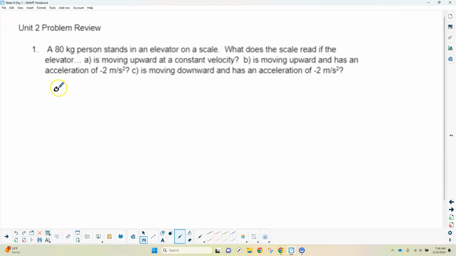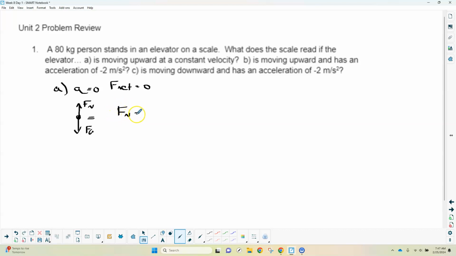When the elevator is moving at a constant velocity, that means that the acceleration is 0 and the net force is 0. So if the net force is 0, that means that it's balanced. And when it's balanced, the normal force should equal the gravity force. So if I was drawing the free body diagram, the gravity force going down should be balanced by the scale, which is the normal force pushing up. So they're equal.